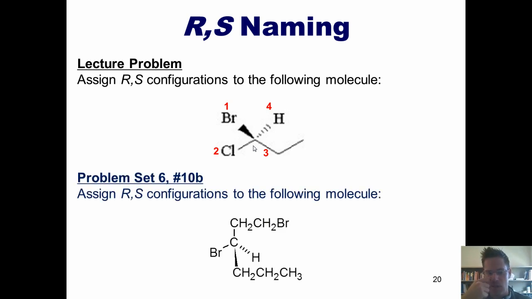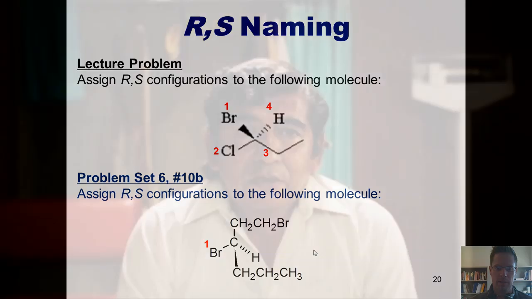Let's now look at this one. Same type of question. Assign R or S to the configuration of the following molecule. You'll notice that there's only one stereocenter in this molecule. It's this carbon atom located right there. This carbon atom is bonded to a bromine, a carbon, and a hydrogen. Who has the highest atomic number and hence the highest priority? The bromine. Hence, he is number 1.